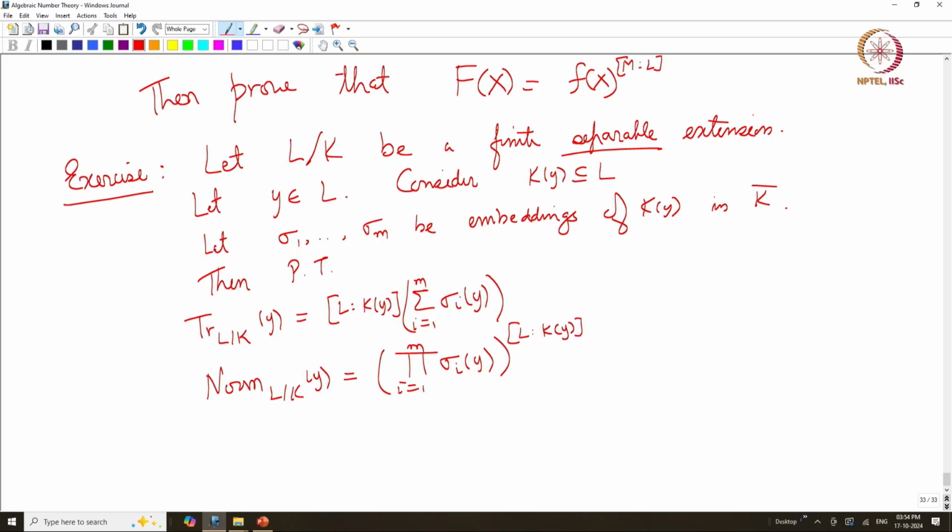Okay. So, again this exercise we are not going to directly use anyway, it is just about embeddings. So, norm is a product of some sort, right. I mean originally we defined norm as a determinant, but here it is a product of some sort, and that is going to be useful for us.